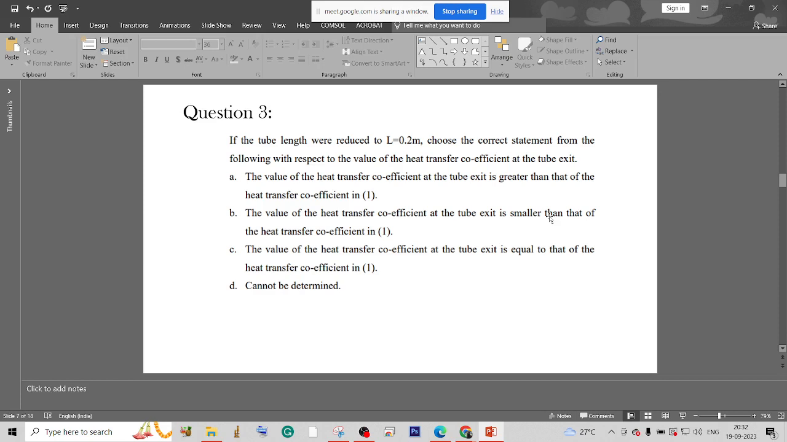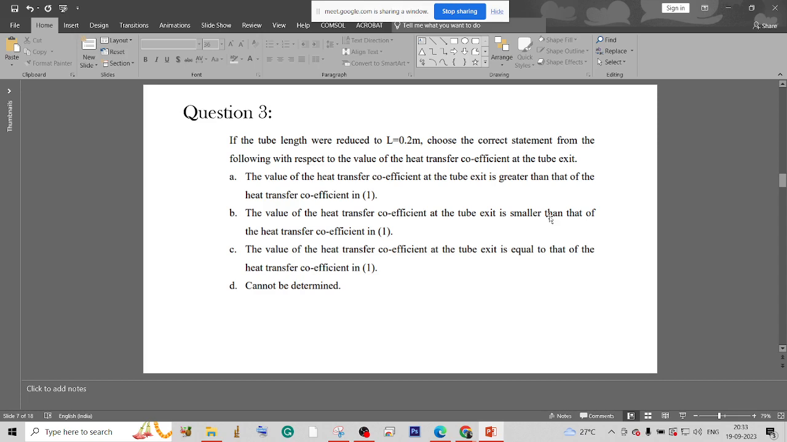So now what is happening at the exit? It is 0.37 and 0.26. Now it is reduced to 0.2. So the flow will be fully developed only when it crosses 0.2. So at the exit, it is no longer fully developed, right? If it is no longer fully developed, the value of the heat transfer coefficient at the tube exit will be greater. Because see, if the flow is fully developed, it will be like this, right?